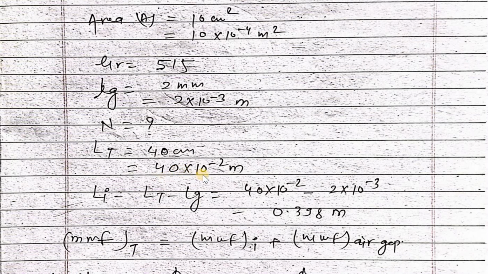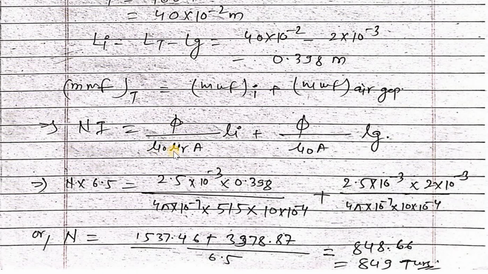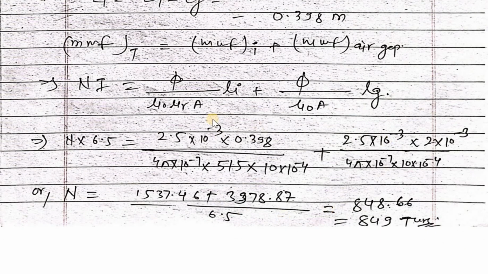40 into 10 to the power minus 2. Li equals Lt minus Lg, which is 40 into 10 to the power minus 2 minus 2 into 10 to the power minus 3, that is 0.398 meter. And total mmf equals mmf of iron plus mmf of air gap. Therefore, phi upon mu naught mu r A into Li plus phi upon mu naught A into Lg. Put all these values. Then we can get the value of N, and the value of N is 849 turns.